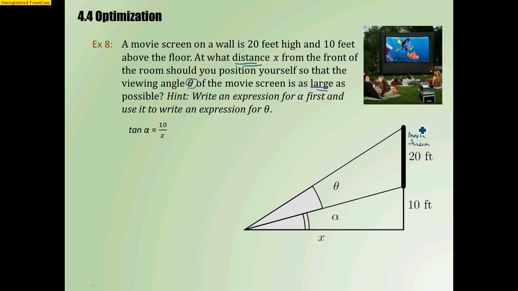20 feet high, but it is positioned 10 feet off the floor. That's right here. So of course I have a big triangle here, and the total height from floor to top of the movie screen is 30. This then is the ground, which is my distance from the movie screen. And this angle here, going from the ground all the way up, goes with 30, which is a right triangle.